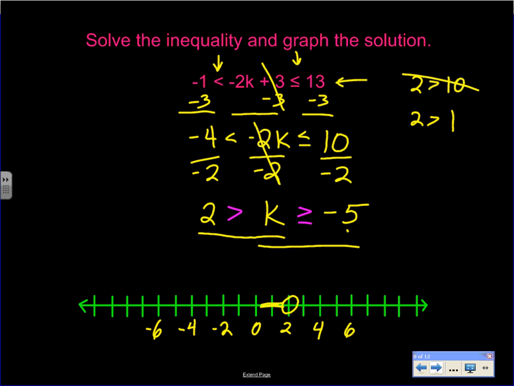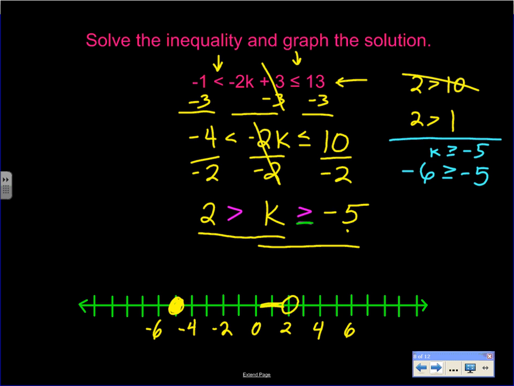So now let's graph the one on the right. k is greater than or equal to -5. Open or closed circle at -5? I'm sure you got your answer. It's going to be closed because of this "equal to" part of the inequality. So we're looking at -5. Pick a number to the left. Is -6 greater than or equal to -5?